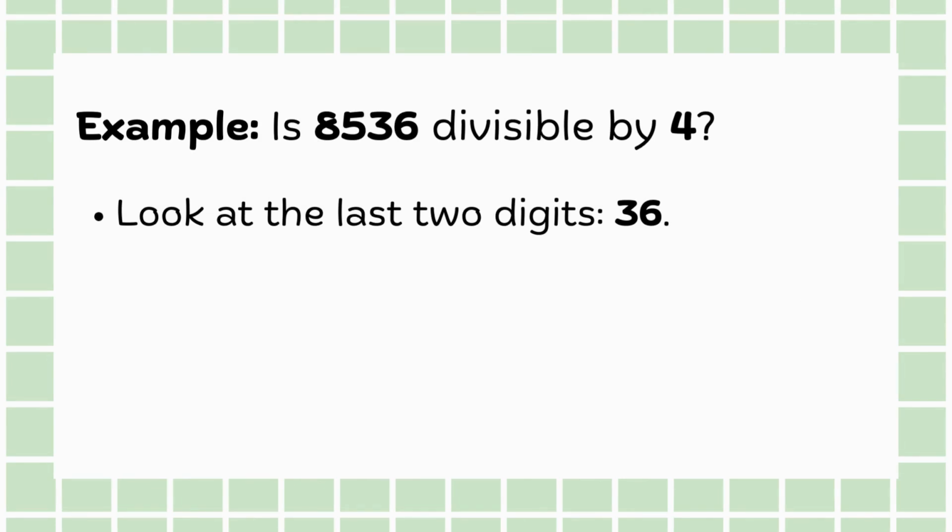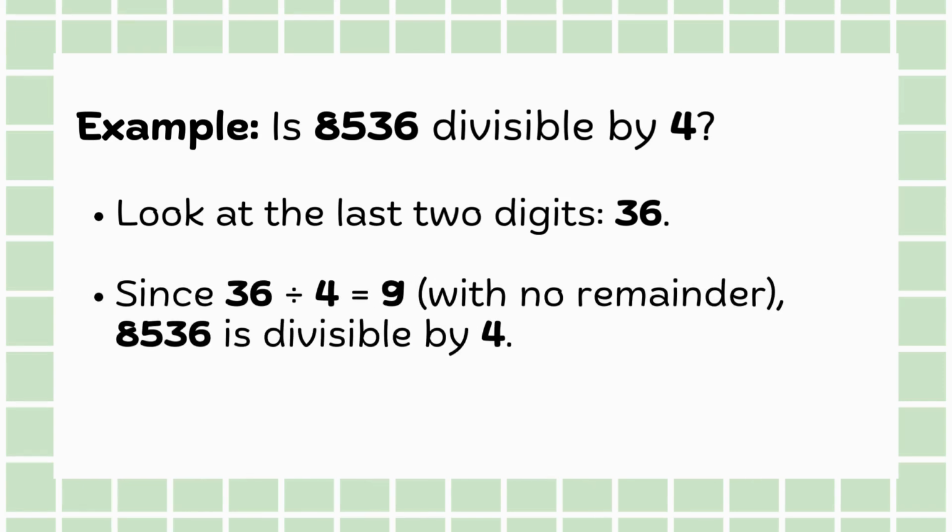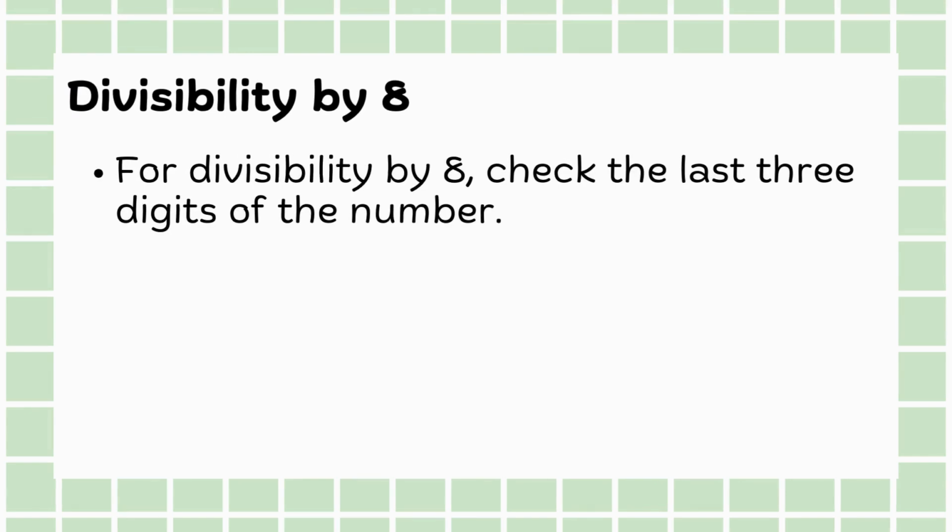For example, 8536, since 36 divided by 4 equals 9 with no remainder, 8536 is divisible by 4.